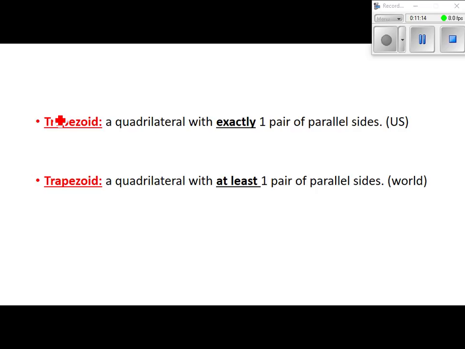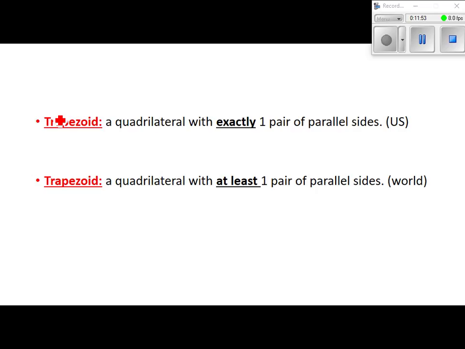What's the difference between these two definitions? At least exactly. So, the US definition, the definition I grew up with, says a quadrilateral with exactly one pair of parallel sides. So, it has to be its own branch out here. All other countries say quadrilateral with at least one pair of parallel sides. Well, that means that it could have what? More than one. It could have two pairs, right? So it would go in here. And then all parallelograms would be trapezoids.